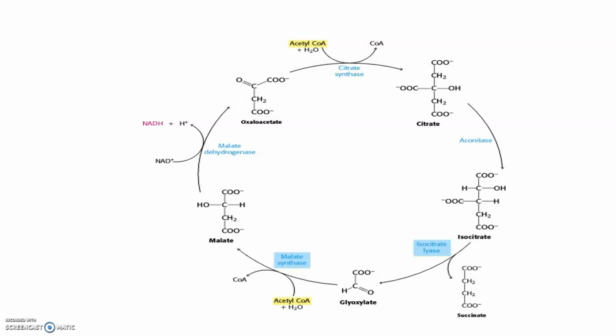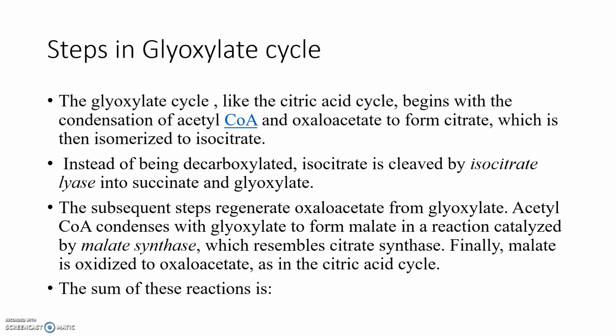This oxaloacetate, which again combines with acetyl coenzyme A in the presence of the enzyme citrate synthase, forms citrate. So the cycle is repeated. So I am telling the steps in the glyoxylate cycle in brief. The glyoxylate cycle, like the citric acid cycle, begins with what?